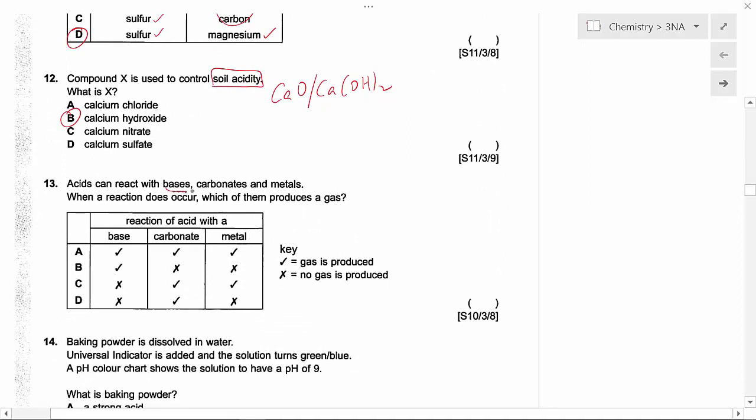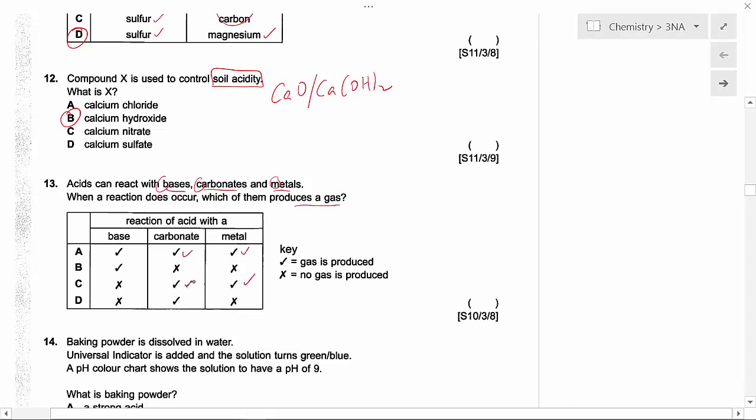Acids can react with base, carbonate, and metal. That's why we call it MCB. So, when reaction does occur, which of them produces a gas? Alright, so metal acid does produce a gas, so this is correct.